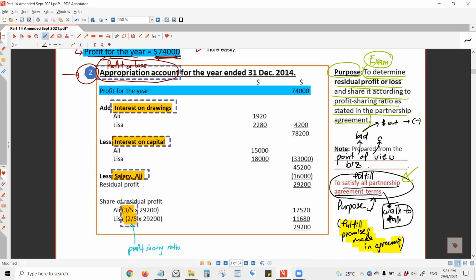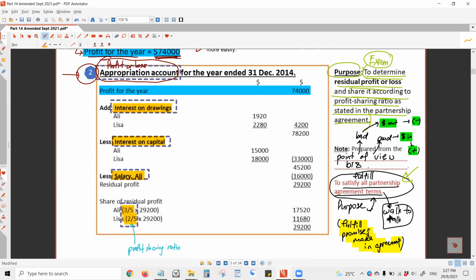When you see something that is good to the business, which means money coming in, you plus. Make sense? Now you follow this logic, and we see the appropriation account together. Money getting out of the business, minus; money getting into the business, you plus. Just like how you do income statement. In the income statement, you see income, you plus, right? You see expenses, you minus, right? Now do the same thing.